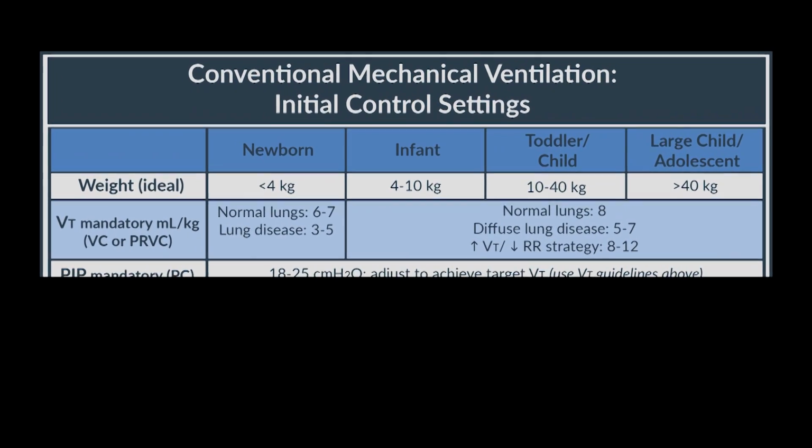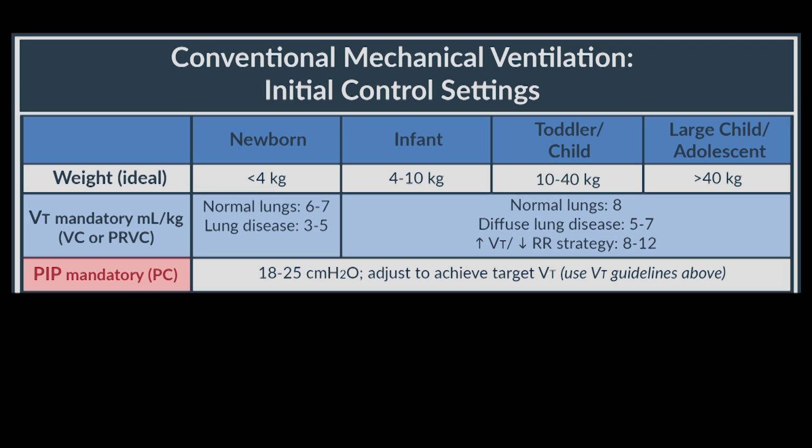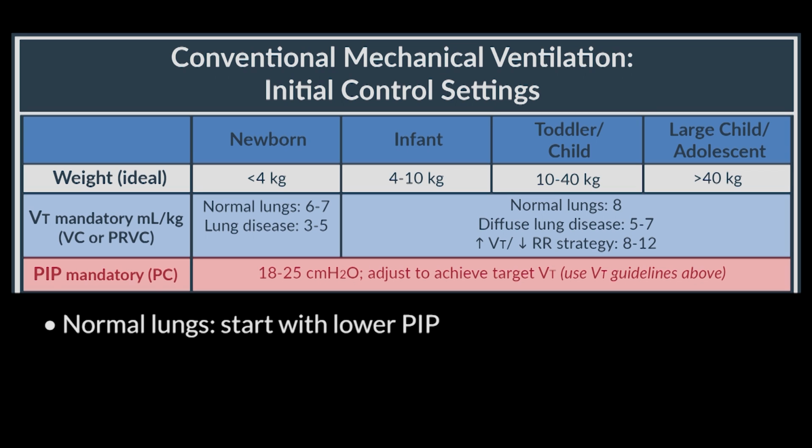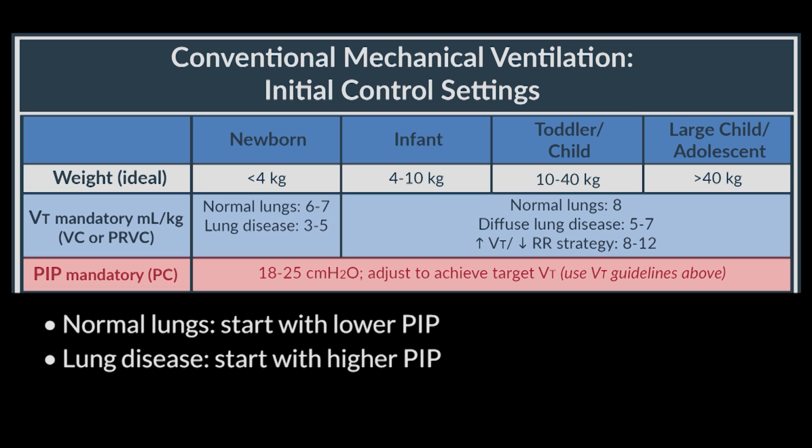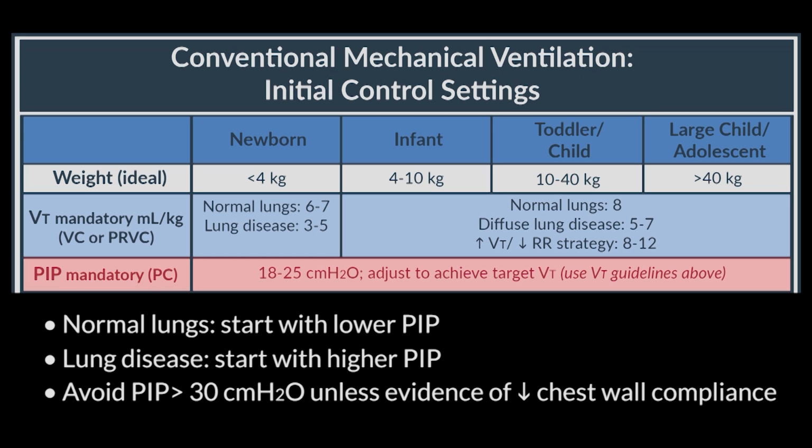A reasonable initial range of setting peak inspiratory pressure is probably between 18 and 25 usually. You're going to use a number at the lower end of that range with patients with normal lungs, and you'll probably want to be near the high end of that range for patients with lung disease. Although with patients with significant lung disease, you may need to start at a higher initial peak inspiratory pressure than 25. In any case, we also want to avoid peak inspiratory pressures greater than 30 centimeters of water unless we have evidence of decreased chest wall compliance.